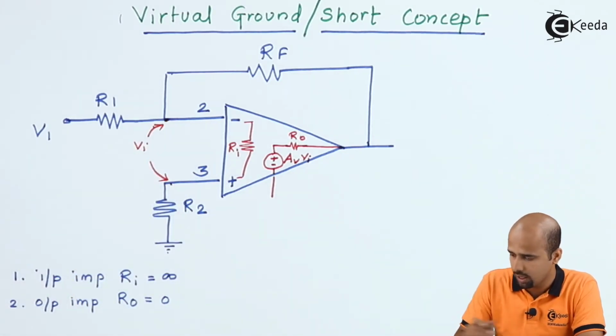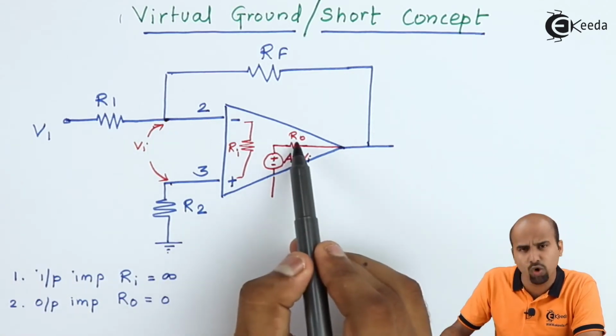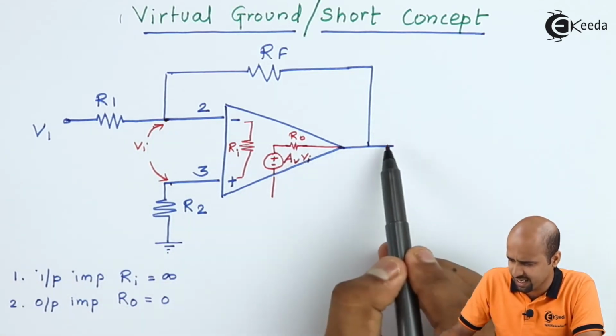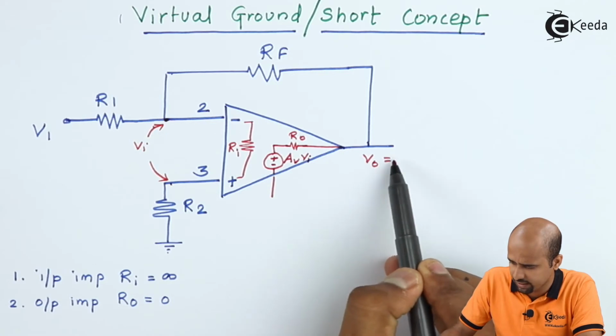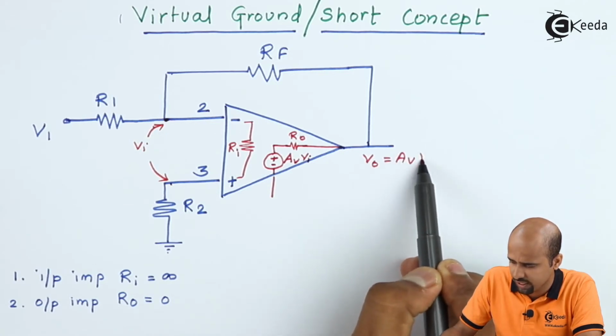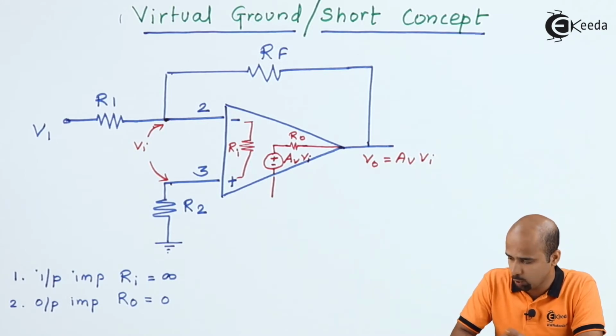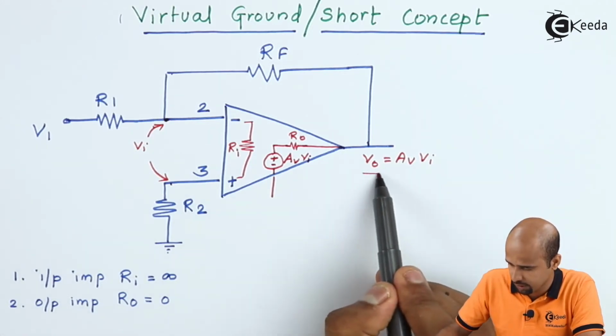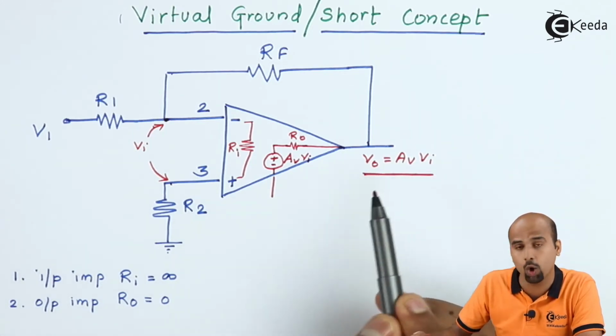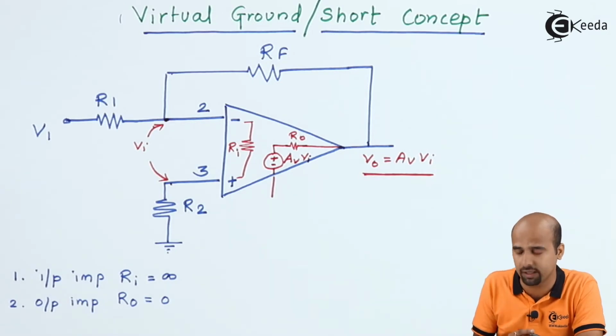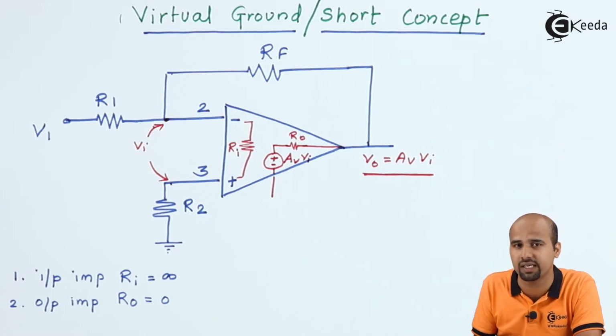Then I can say that if Ro is equal to 0, whatever VO I will be getting is nothing but AV into VI. Is that correct? Yes, obviously. Now if you learn this particular formula, I also know one more characteristic, that is the voltage gain of operational amplifier is very high, right?